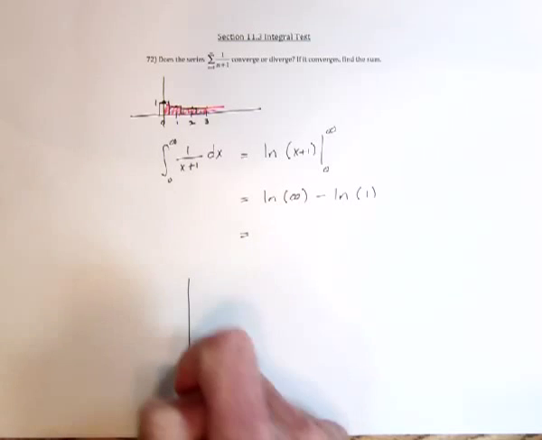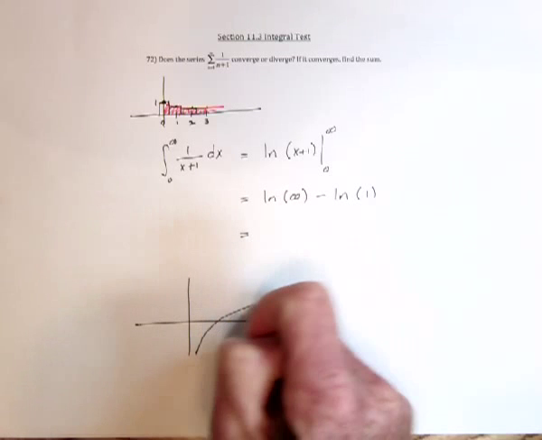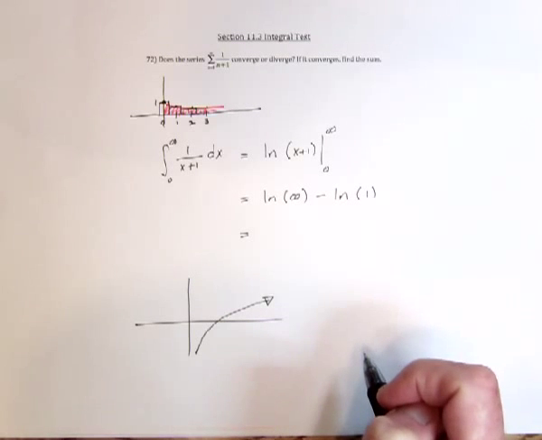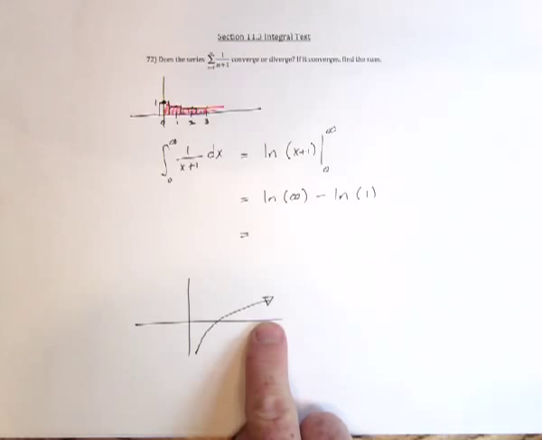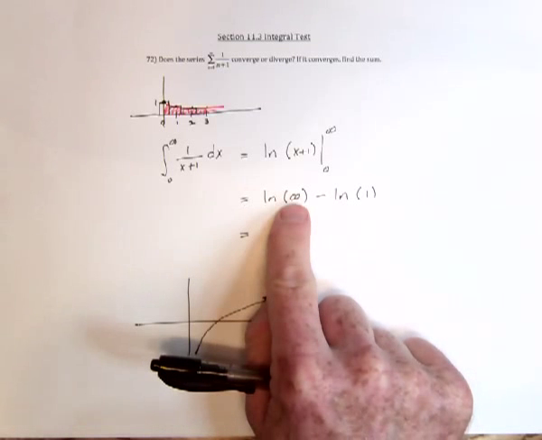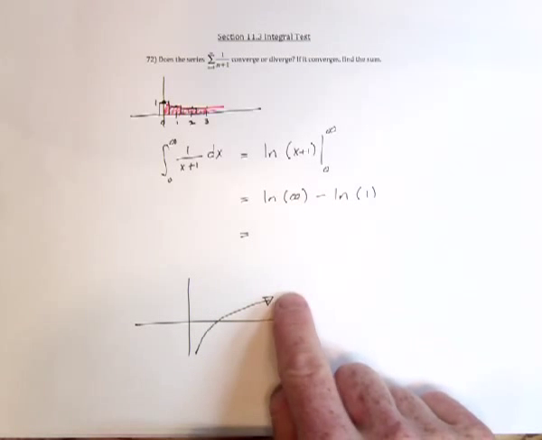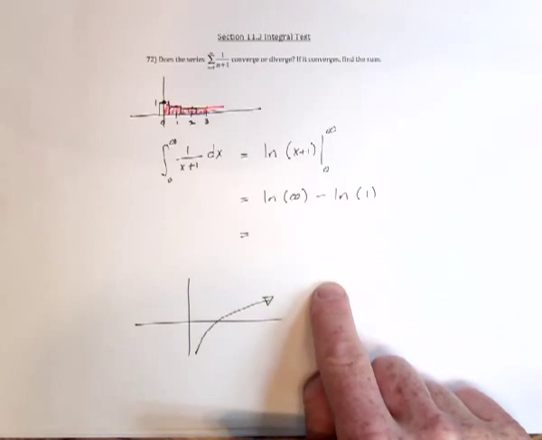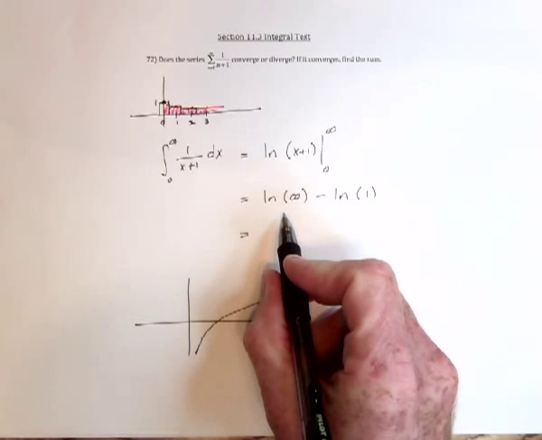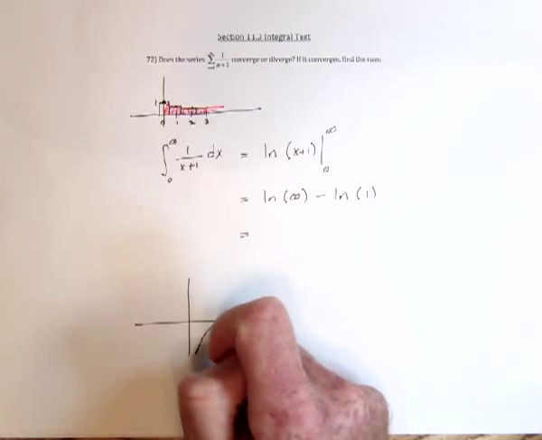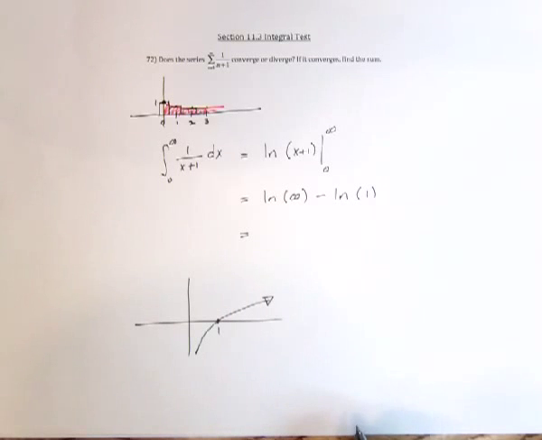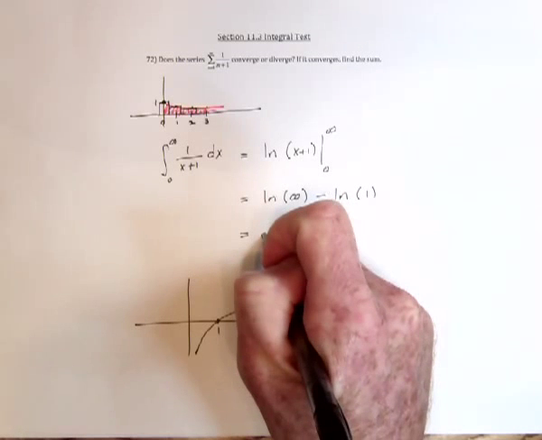So the natural log function looks like this. As x goes to the right forever, or in other words, as x goes to infinity, what does the natural log function do? It goes up and up and up. It doesn't do it very quickly, which is an important point in this chapter, but it does go to infinity. So that means this is going to be infinity. This is 0. Natural log of 1 is 0. So that means that the answer is infinity.